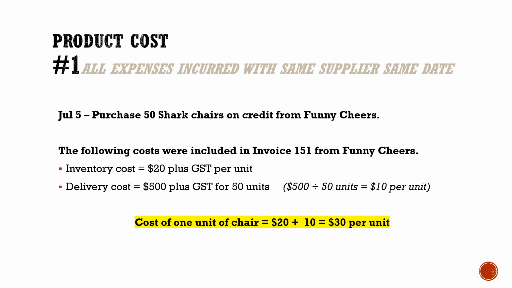So here is scenario number 1, where all expenses were incurred with the same supplier on the same date. On the 5th of July, the business purchased 50 shark chairs on credit from Funny Chairs. The following costs were included in invoice 151 from Funny Chairs. Inventory cost, $20 plus GST per unit, and delivery cost was $500 plus GST for 50 units. So we divide $500 by 50 to give us $10 cost per unit. Therefore, the cost of 1 unit of chair is a total of $30.